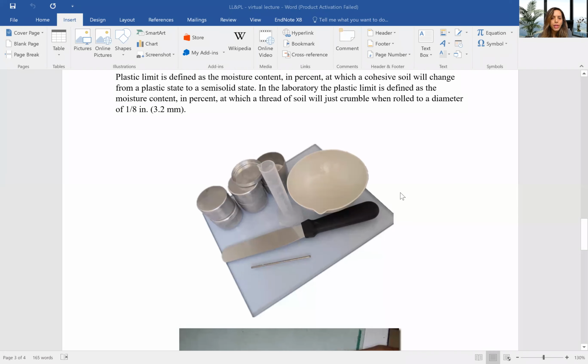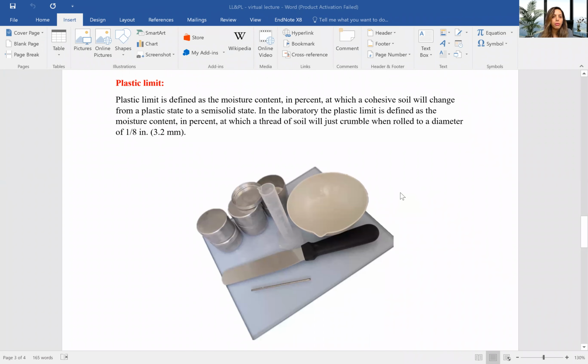plate. So what we do, we mix the soil with water, we roll it into a ball, then we start rolling it. And after it gets a little thin, we put it on the glass and start rolling it on the glass. If your soil thread crumbles when the diameter is 1/8 of an inch or 3.2 millimeters, which is the size of this little bar here, if it crumbles at that diameter, you take those crumbs as a sample, put them in the can that you already weighed, and you put it in the oven to dry out.